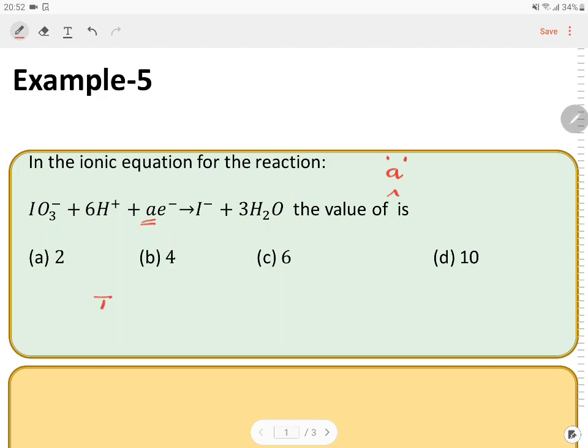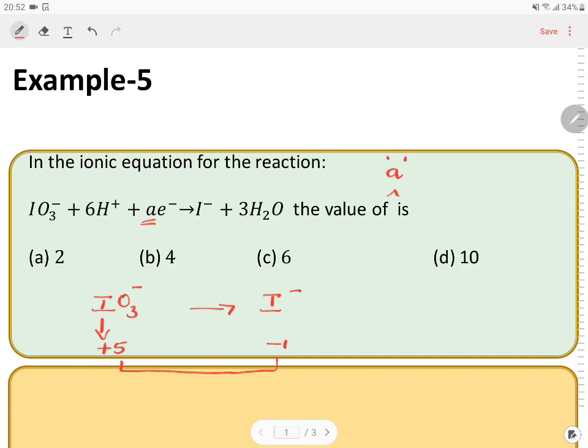So I'll rewrite the equation here. IO3⁻ giving I⁻. Let us find the oxidation number. The oxidation number of I will be +5. This is -1. From +5 to -1, how many electrons should be added?